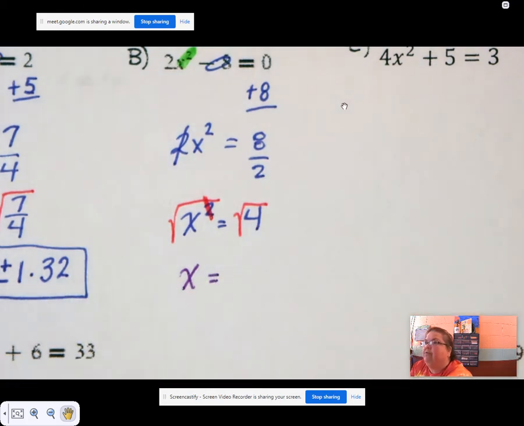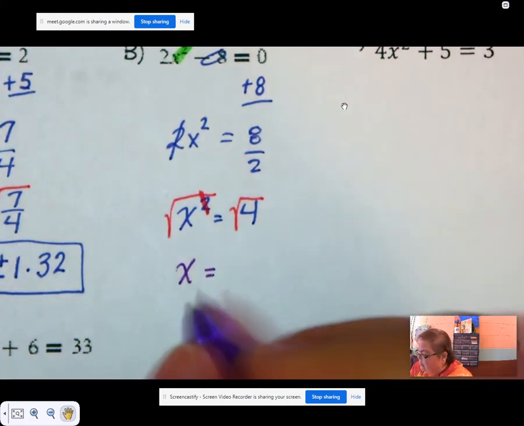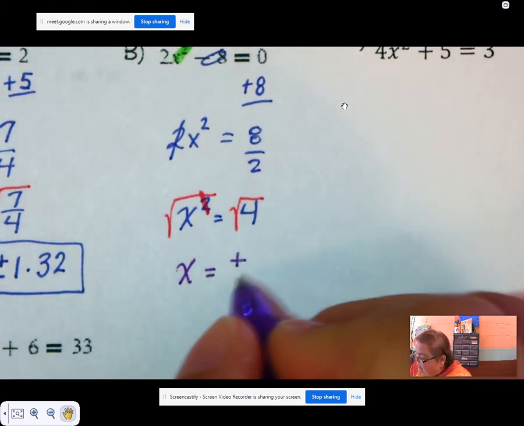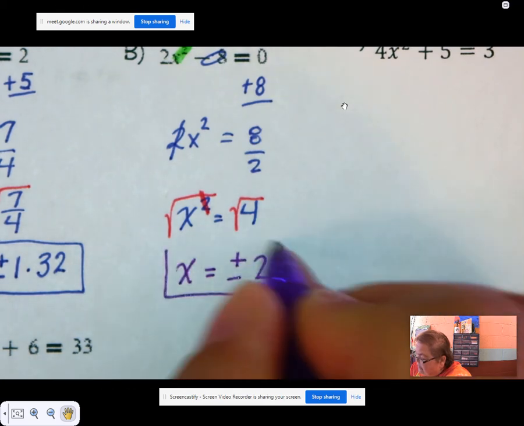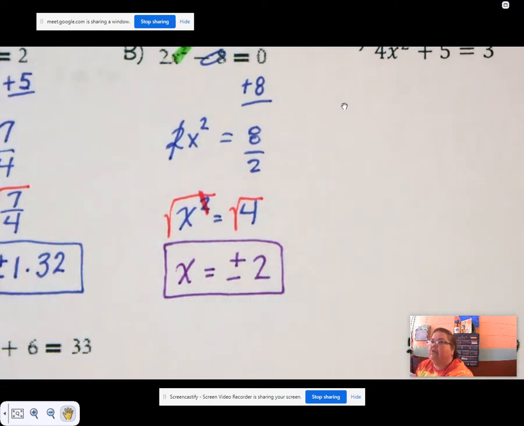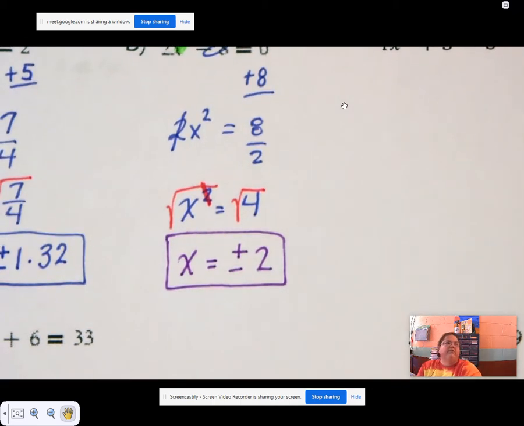And what is the square root of 4? 2. Both of them. Positive 2 and negative 2. And this one is equal, isn't it? There's no decimal involved. There it is.